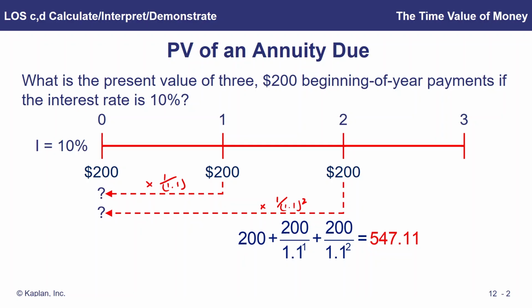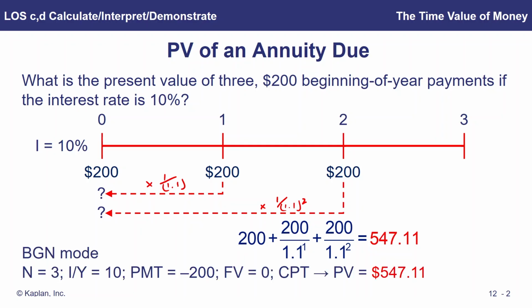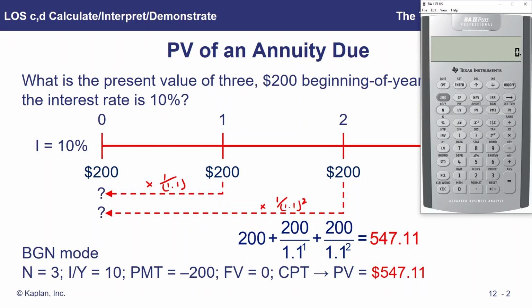And then we could sum those cash flows and we get 547.11. Alternatively, we could use our BA2 Plus calculator. So let's do that. Now, of course, to do that, I'd need to put it in begin mode. Second payment, second and enter. I'm in begin mode. Clear my data, second future value. I'm ready to go. So 3 is N, 10 is I/Y. My payment is negative 200. And I'm just going to compute PV. And there's the 547.11.